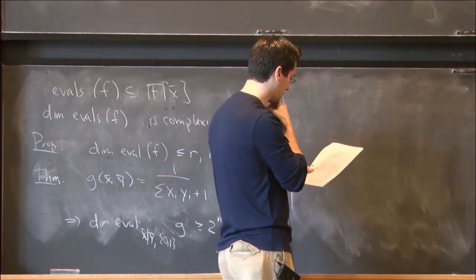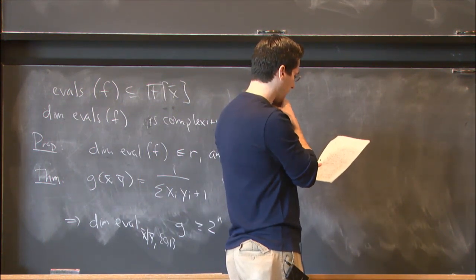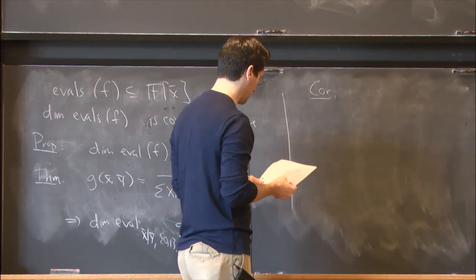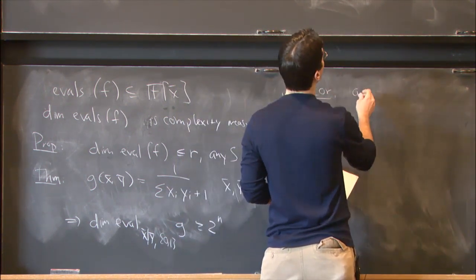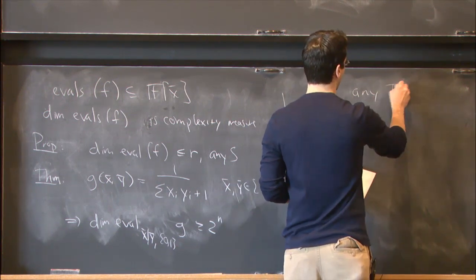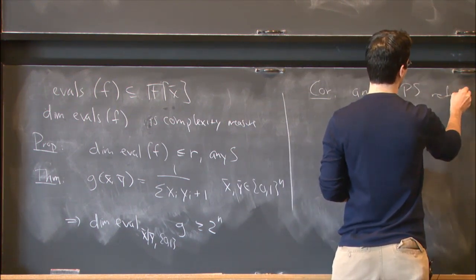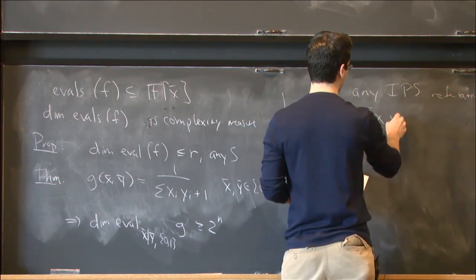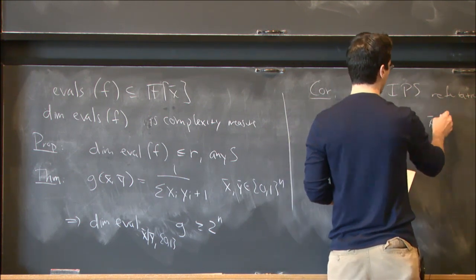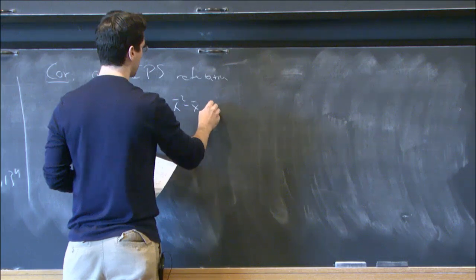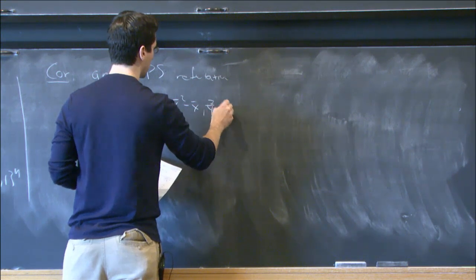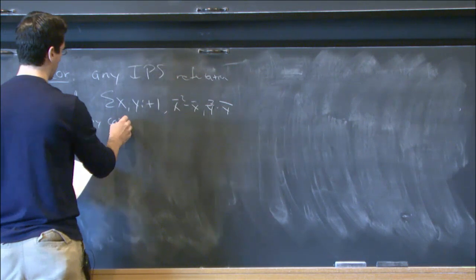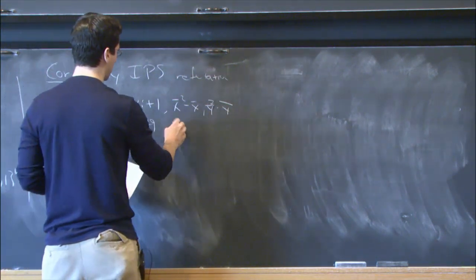Well, OK, let me give you the corollary first. Why are we proving this, right? This just says that any IPS refutation of this inner product function, at least in this baby case, requires exponential size.